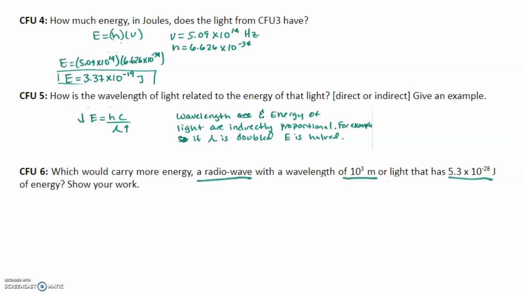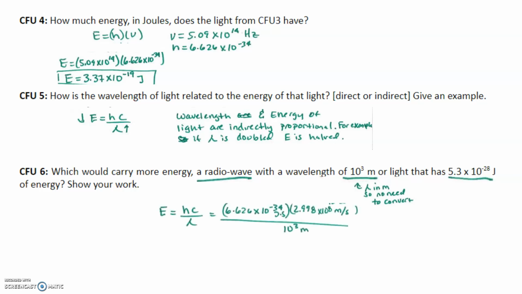Last one, which would carry more energy: a radio wave with a wavelength of 10 to the third meters, or light that has 5.3 times 10 to the minus 28 joules of energy? In order to do that, we have to either convert the energy to wavelength or the wavelength to energy. I decided to convert the wavelength into energy, so I plug the wavelength into my equation. It's important to note that we didn't need to convert the wavelength since it was already in meters, and it needs to be in meters in order to use it in this equation.